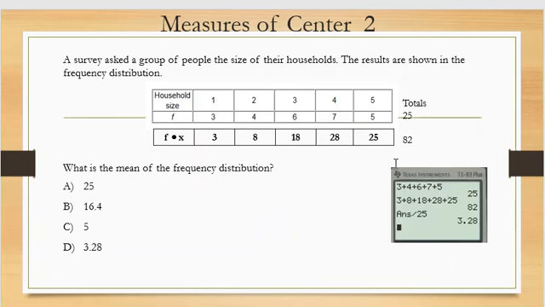And this is what it looks like when I did it in the calculator. See here, the first one was where I added up the frequencies, and then my F times X, I added those up and I got 82. And so then I told my calculator to take 82 and divide it by 25. So 3.28 is going to be your answer. And you can see that that is going to be D.